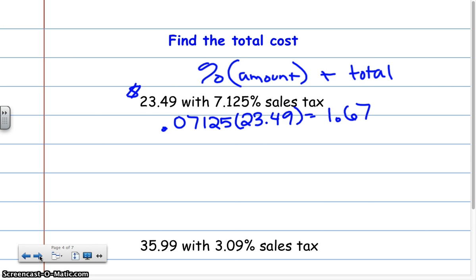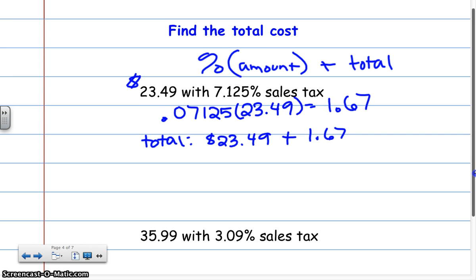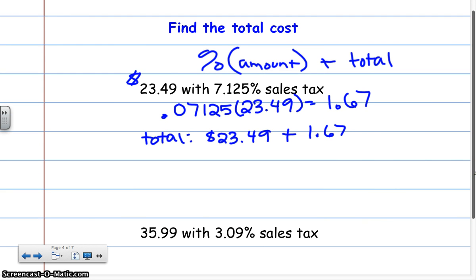So what I need to know then, my total is going to be the amount that it says, and then I have to add my tax. It's not going to be cheaper. It's not a discount. It's going to be more money. So 23.49 plus 1.67 is 25.16. That's going to be my total cost.